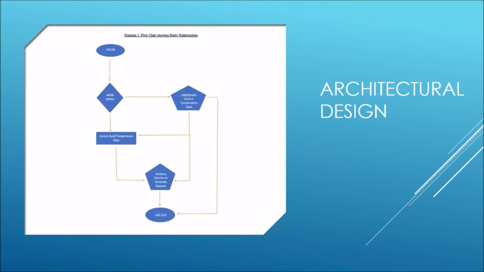The architectural design shows the flow between each subsystem of the database. A user or administrator can log in and gain access to the main menu where they can further access dust and temperature data, make queries, and produce reports. The user or administrator can then log out of the system and provide feedback.